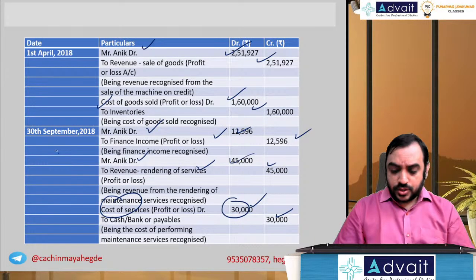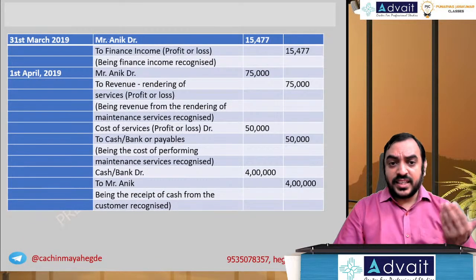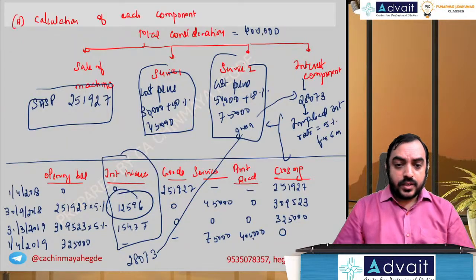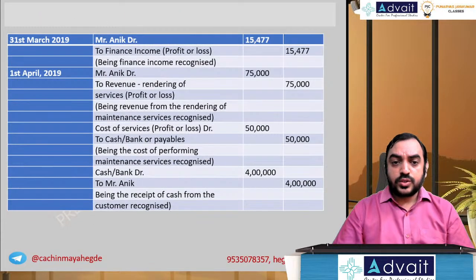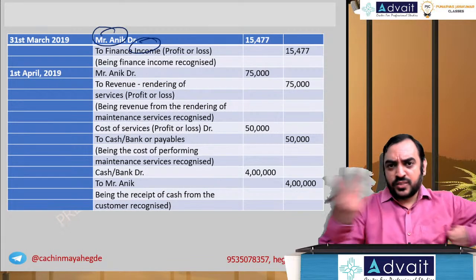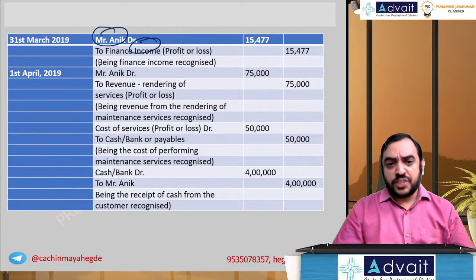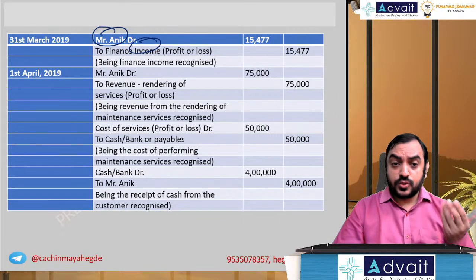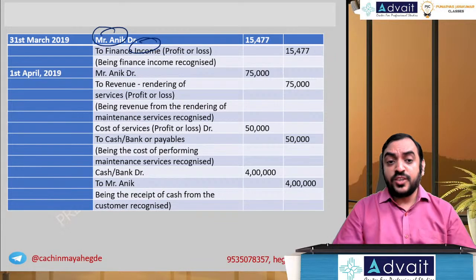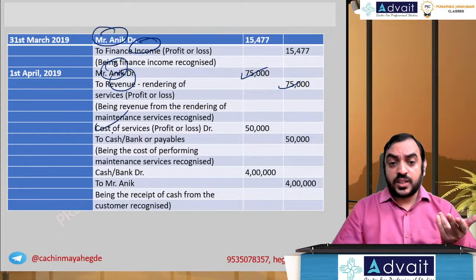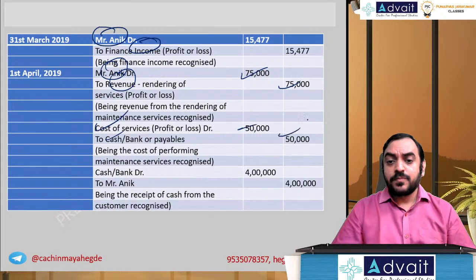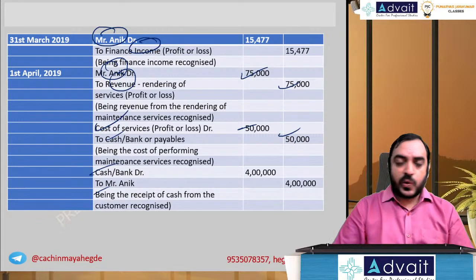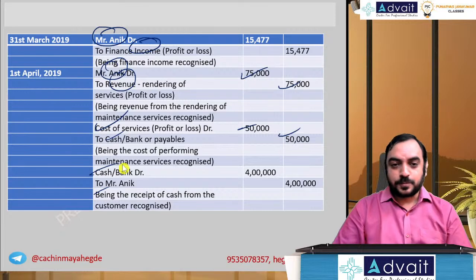On 31st of March, you recognize finance income, which you again calculated, 15,477. So debtor account to finance income, which will be transferred to P&L account. And then on 1st of April, you recognize the second service, 75,000. So first, you sell 75,000 value, Ankit through revenue, rendering of services 75,000. Then you incur cost of service to cash or payable 50,000. And you collect the entire money, which is 4 lakh, cash account to Ankit account, his account is closed. This is just a formality.